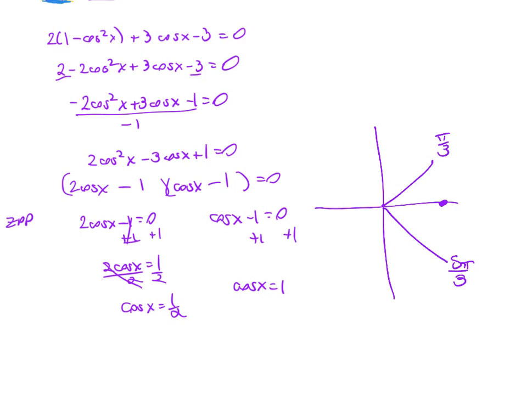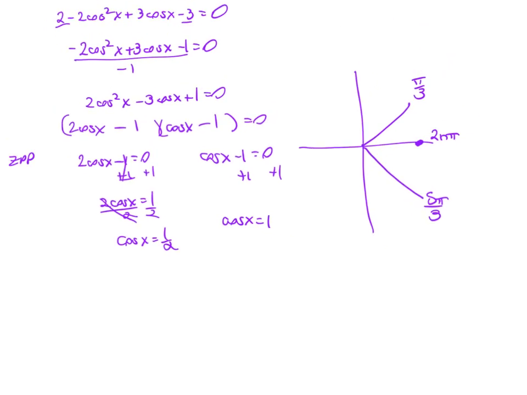So instead of saying 0, we can say 2n pi here. So our answer is x equals pi over 3 plus 2n pi, and then x equals 5 pi over 3 plus 2n pi, and then x equals just 2n pi, or 2 pi n. Either one is acceptable.